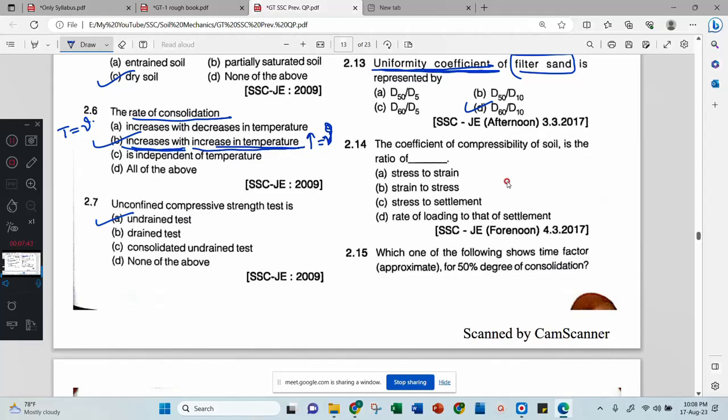See here. Coefficient of compressibility, not volume compressibility. That is C, that is 1 by K. K means what? Stress by strain. Then what about this? C is equal to strain by stress. Which option? B option.